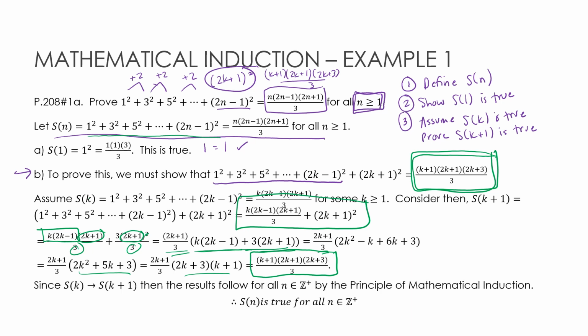So because S of k implies S of k plus 1, then it's true for all, and that should be step 4. Because I proved that's true, we state that S of n is true for all n that is a positive integer. That's essentially the 4 steps that you're going to go through.